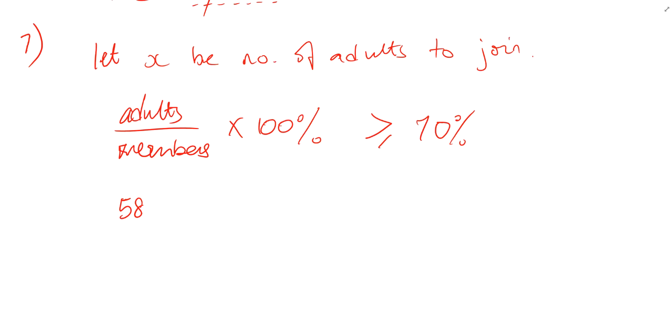Adults, only adults, not children. X, because my first assumption is that the number of adults to join must be X, so the final one must be 58 plus X. What about the number of members? Finally.